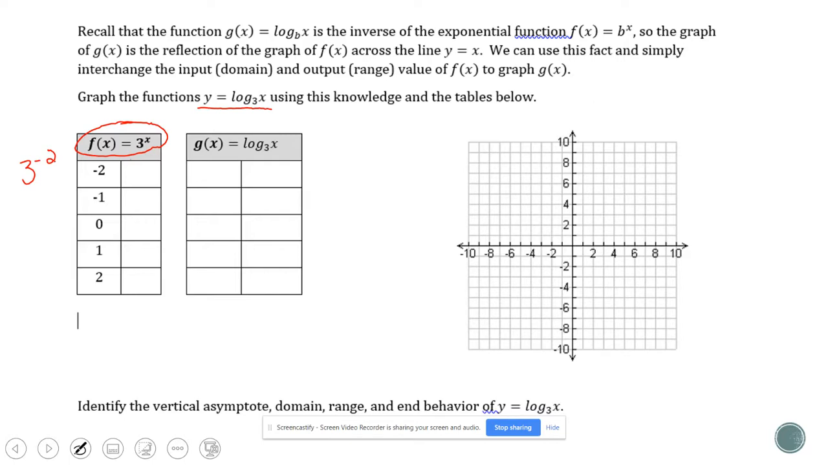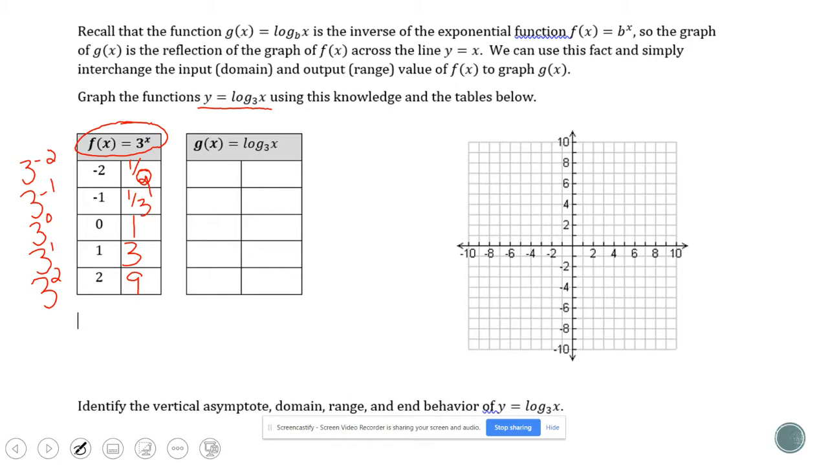3 to the negative second, which is 1/9. 3 to the negative first, which is a third. 3 to the 0, which is 1. 3 to the first is 3. And 3 squared is 9.